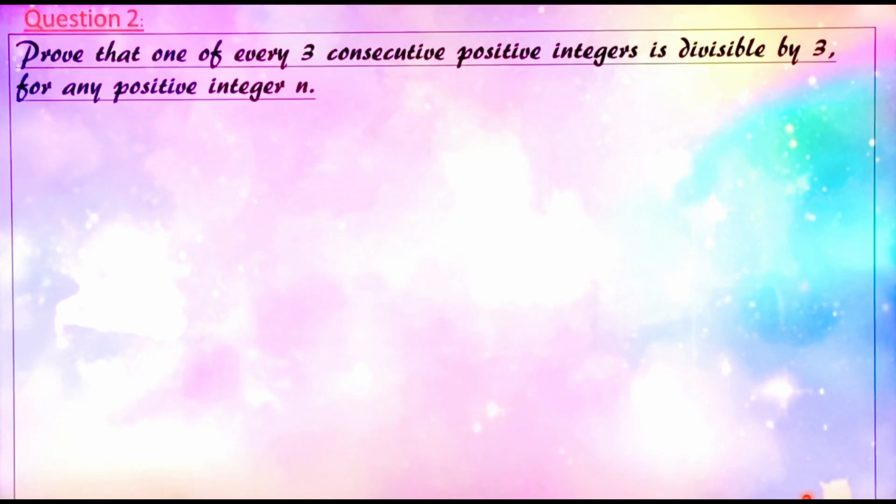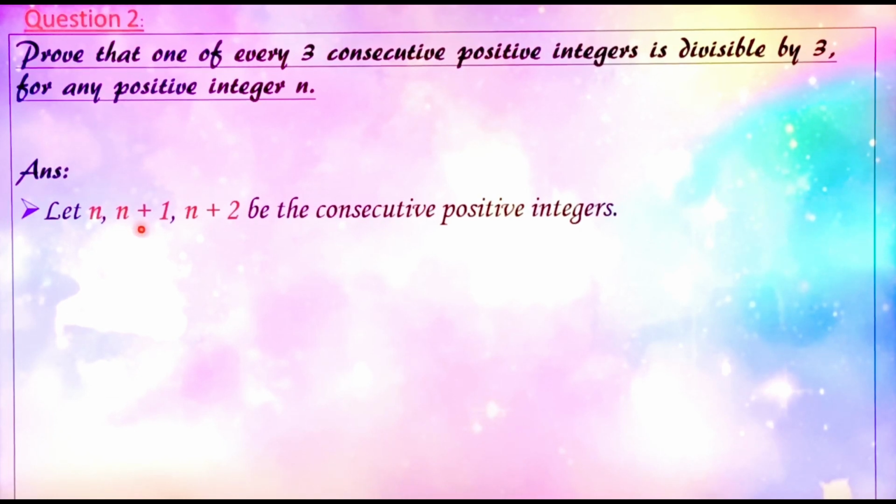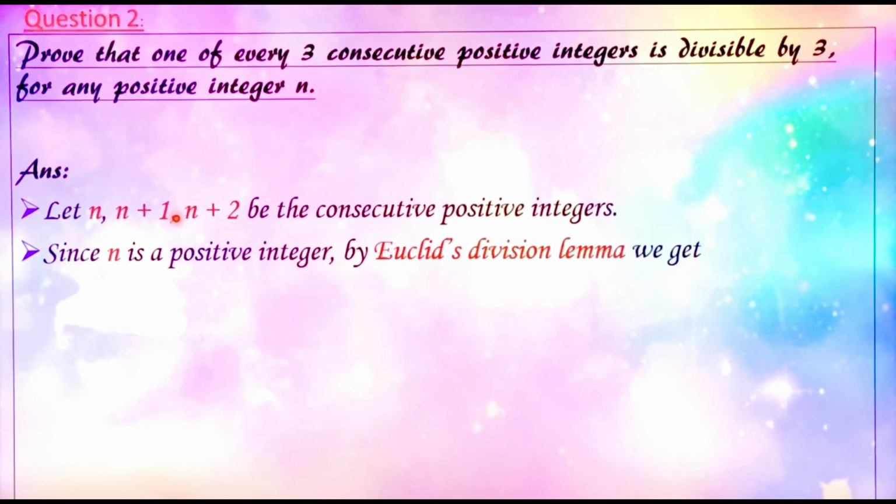Let's see the next question. Prove that one of every 3 consecutive positive integers is divisible by 3 for any positive integer n. To prove this, let us take 3 consecutive integers n, n plus 1 and n plus 2. We know that any positive integer is of the form 3q or 3q plus 1 or 3q plus 2 as proved in the previous question.